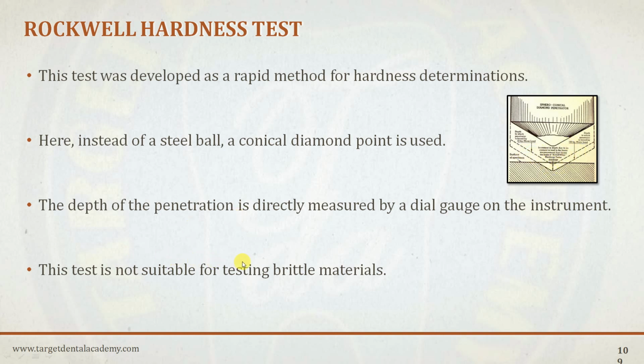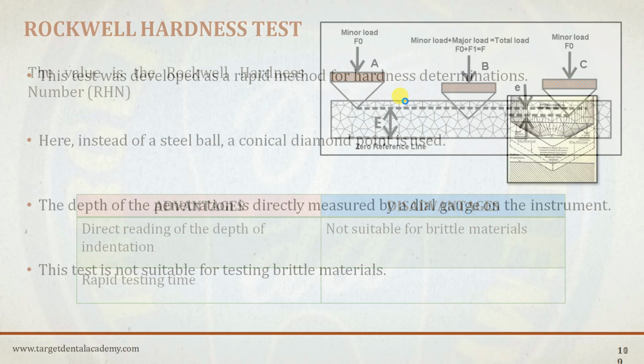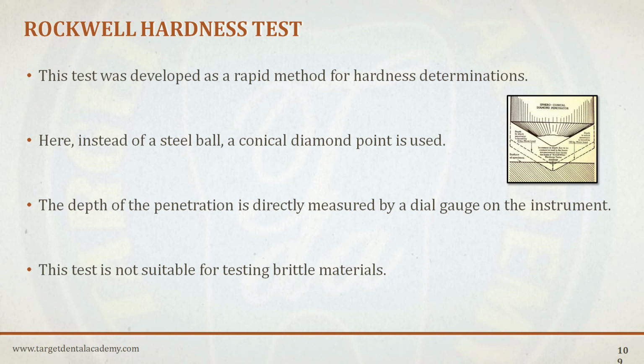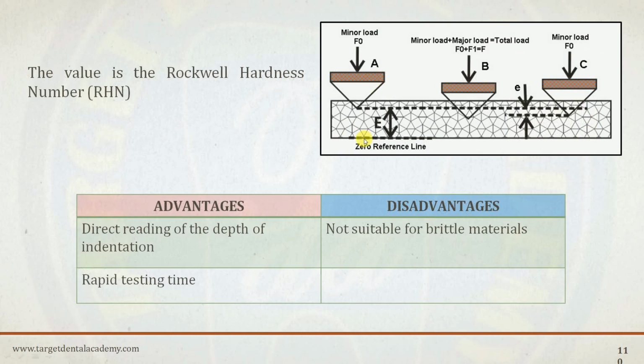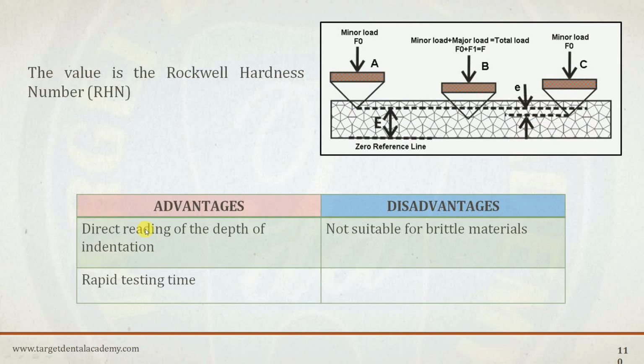The test is not suitable for testing brittle materials. So the number of the Rockwell hardness, when you apply, in this, instead of using a ball, you can use a conical diamond point. The advantages of the Rockwell hardness test are the direct reading of the depth of the indentation and the rapid testing time. Same way, the disadvantage is that it is not suitable for brittle material.